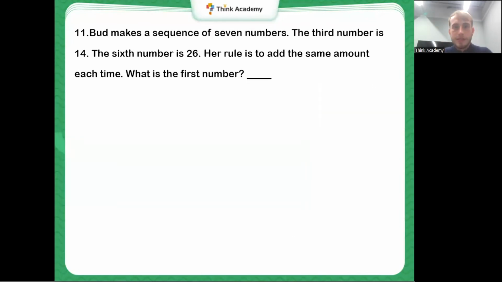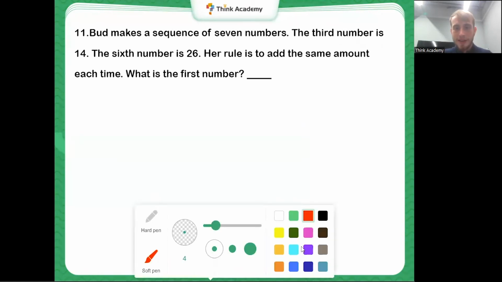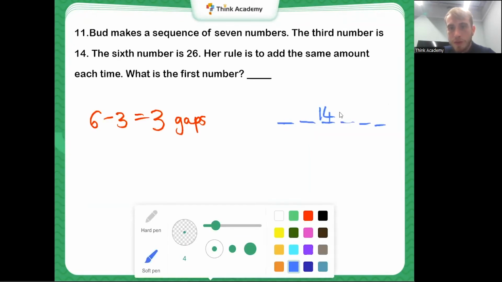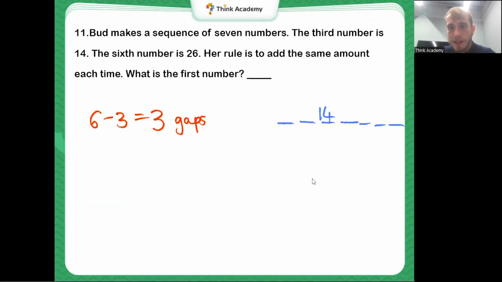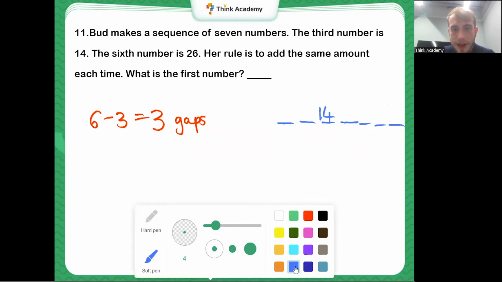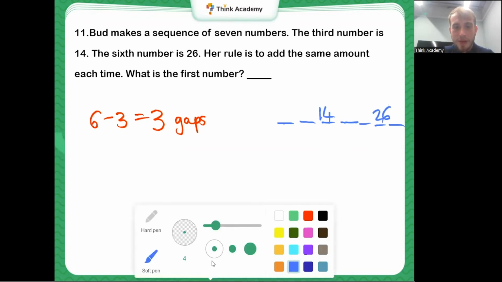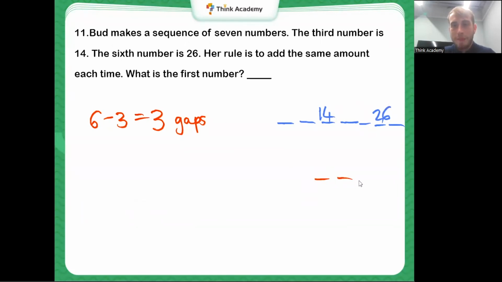What's next? Right, I will go through this one as it was a little bit tricky. This is a sequence question. We've got a sequence of 7 numbers. It helps me, when it's a small number, to draw 1, 2, 3, 4, 5, 6, 7. The 6th number that we have is 26. You can see clearly that there's 3 gaps between these numbers. A nice way to think about that is there's always 1 less gap than the number of numbers. So if you have 2 numbers, there's going to be 1 gap.